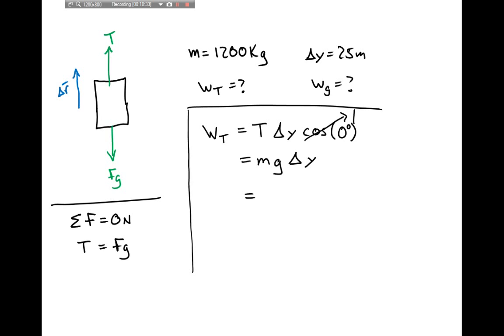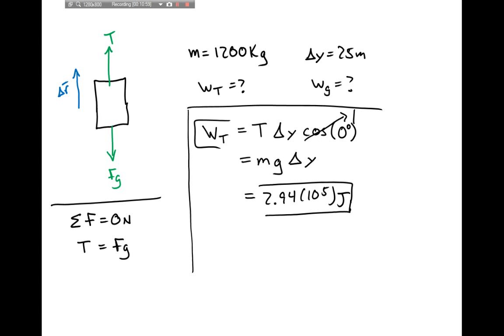Now if I plug all this into a calculator, I have 1200 kilograms times 9.8 meters per second squared times 25 meters. I see that the work that's done by the tension is 2.94 times 10 to the 5th joules. Notice that this work is positive. There's a few reasons the work was positive. This really came about because cosine of 0 is 1.